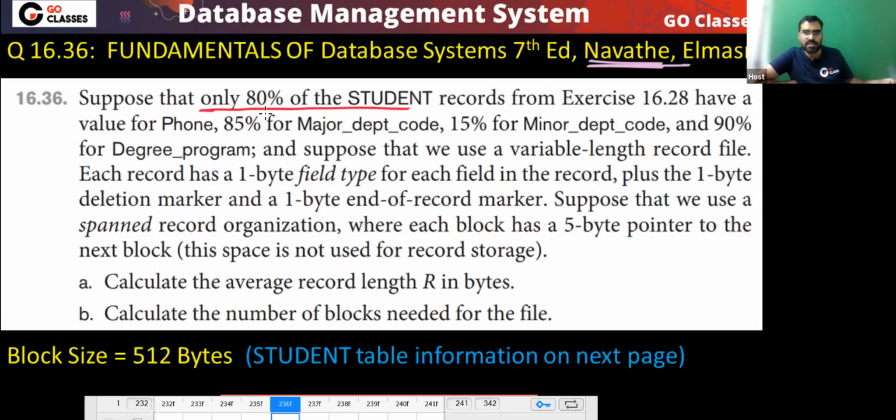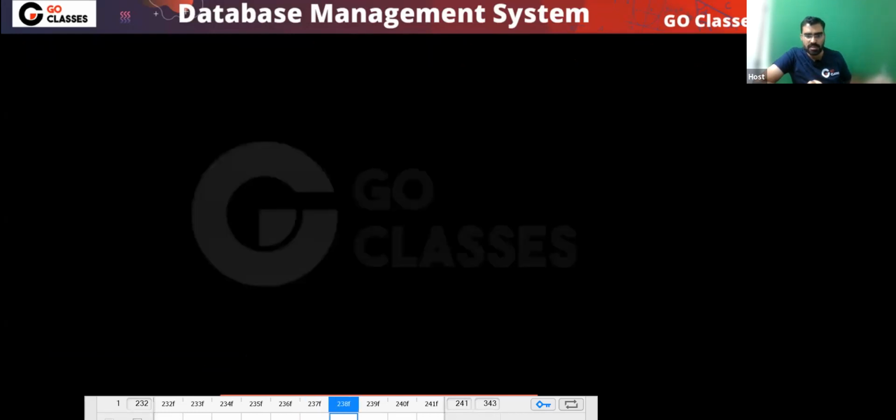Now this question is saying that 80% of students have a phone number. Is this clear? 80% of students have a value for phone number. The remaining students, what is their phone number value? Anyone? Tell me. So the remaining students have a null value for the phone number. Very good. 85% have this code, 50% have this, and 90% have this degree program. Suppose that variable length records are there.